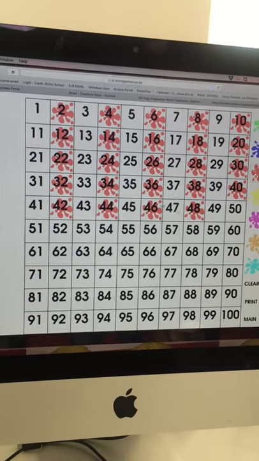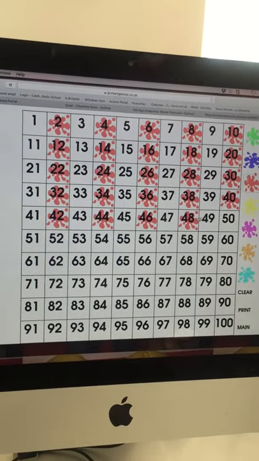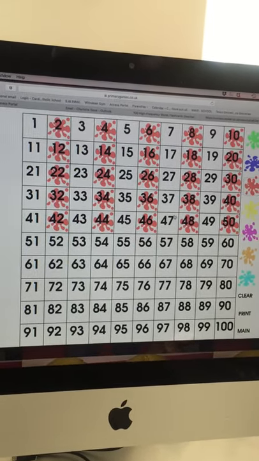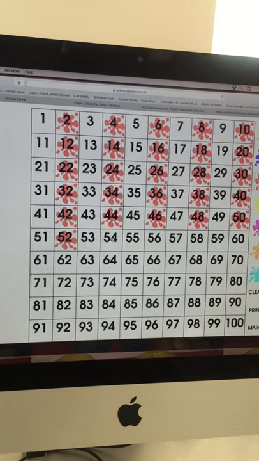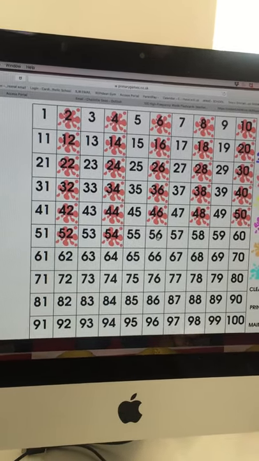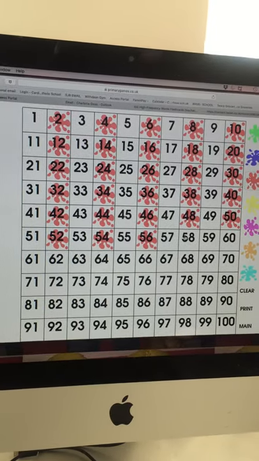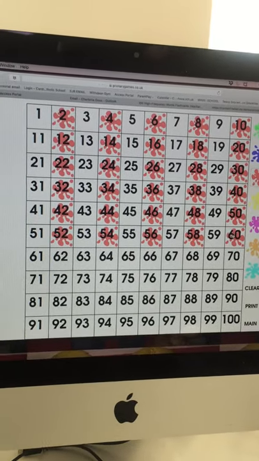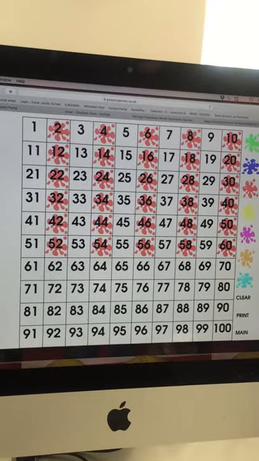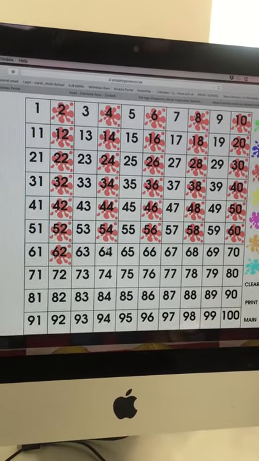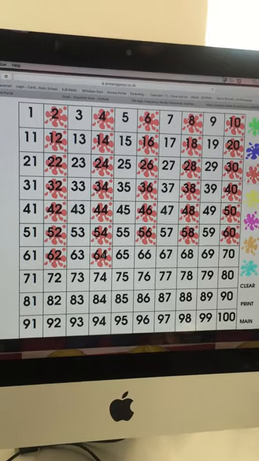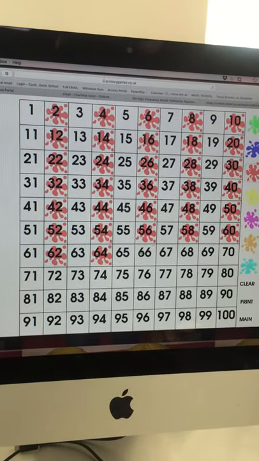Let's splat the 46. We've already splatted 48. 50, 52, 54, 56, 58, 60. Mrs. Goss is spotting a pattern. Let's talk about that in a minute. 62, 64. Are you saying the numbers with me?